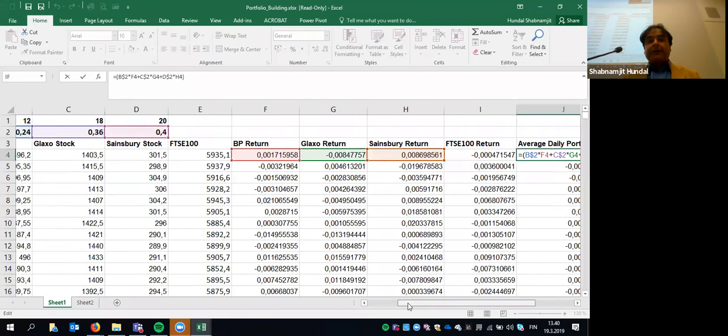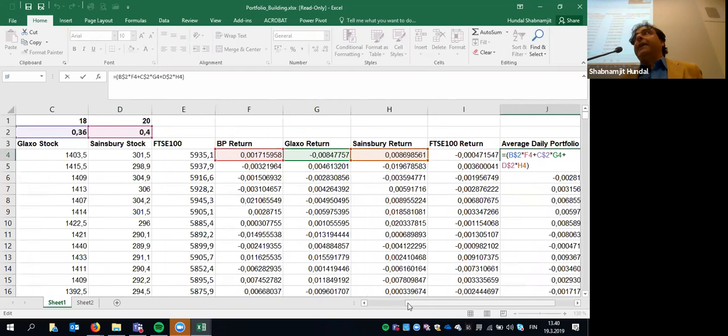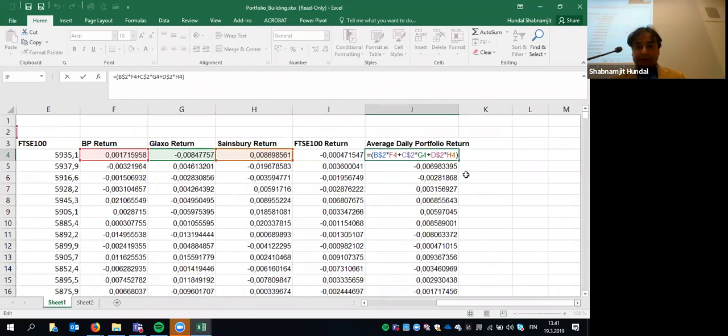I fix the value because C is GlaxoSmithKline, and you have planned to invest 36% of your wealth in GlaxoSmithKline. When you put a dollar sign, that value will remain constant. The reason I put the dollar sign here is that the value remains the same, because if you don't put the dollar sign, then the next time it will not be C2 but C3, and that will ruin your calculations. So when you put the dollar sign, you can fix the value and keep it constant. And then the same thing, D$4 multiplied with H4, which is the Sainsbury return, and there you go.